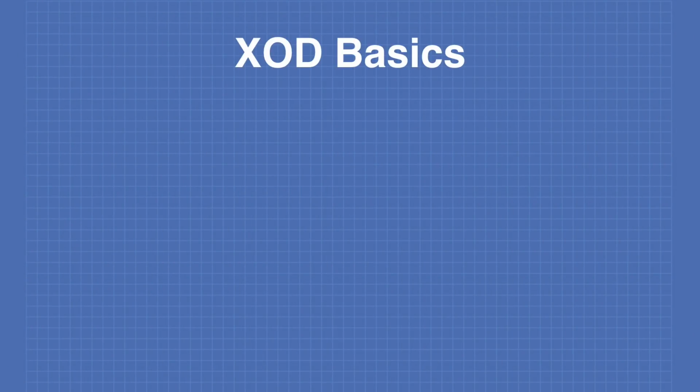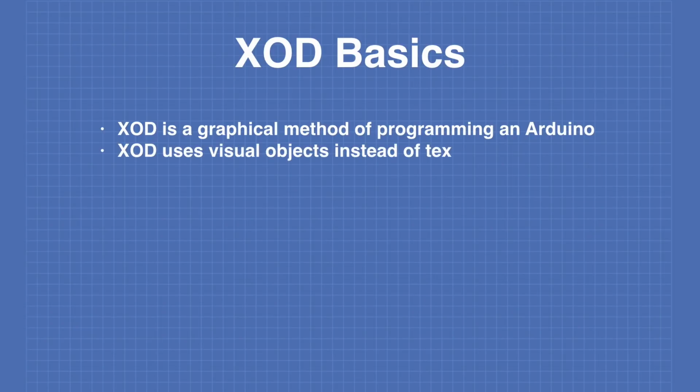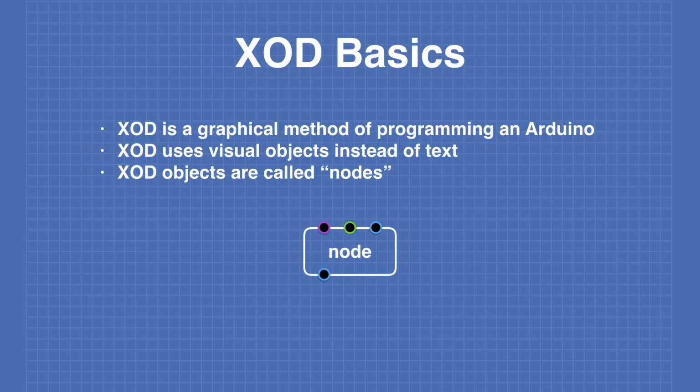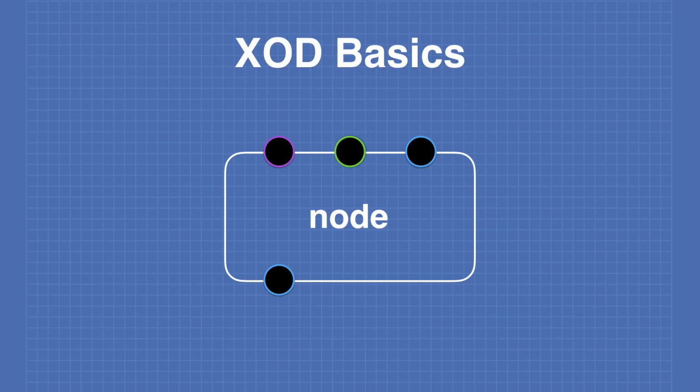So let's take a look at XOD. XOD is a graphical method of programming in Arduino. With XOD you use visual objects instead of using text like you do with the Arduino IDE. The objects we use in XOD are called nodes. Nodes are small boxes with little circles on them. Each of these circles is called a pin. The pins on the top of the node are the input pins. The pins on the bottom of a node are the output pins.